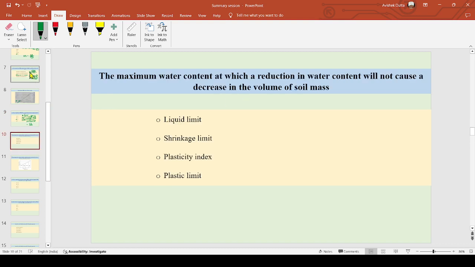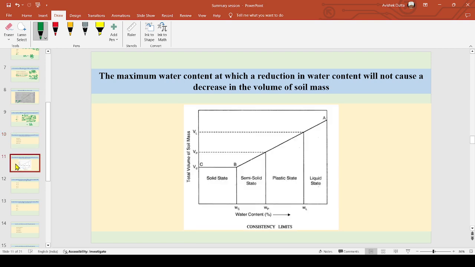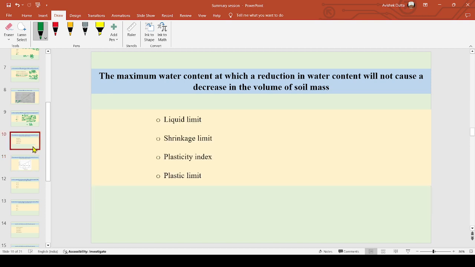Yes. The maximum water content at which a reduction in water content will not cause a decrease in the volume of soil mass. This question is easy, but we need to understand the concepts of this graph to answer this particular question. Because only the right option is not correct, we need to know the other options and what do they mean also.